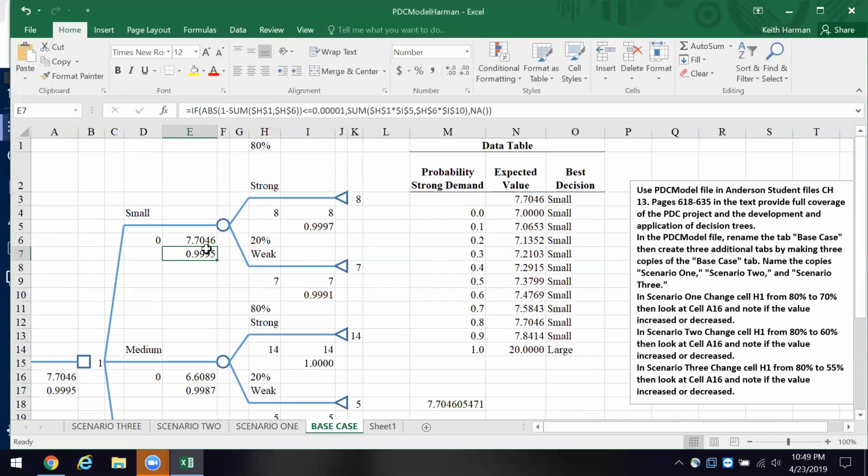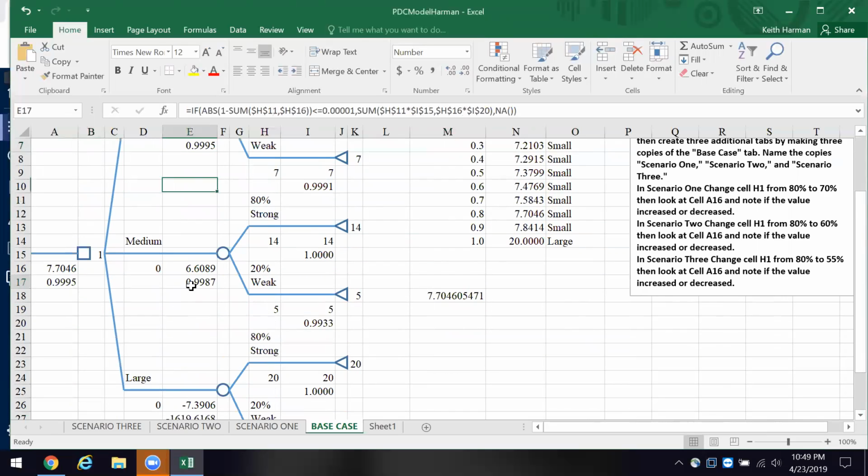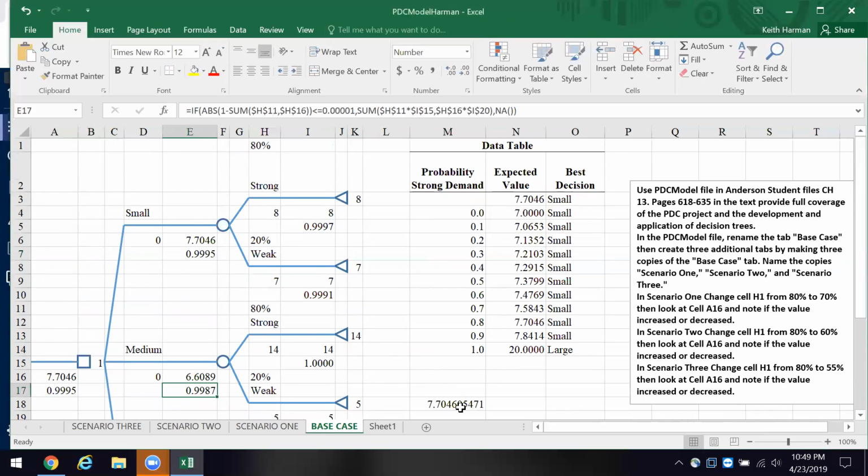And we'll build a small complex. Here we're looking at the probability that we'll build a medium complex if the demand is strong. And that's our payoff.